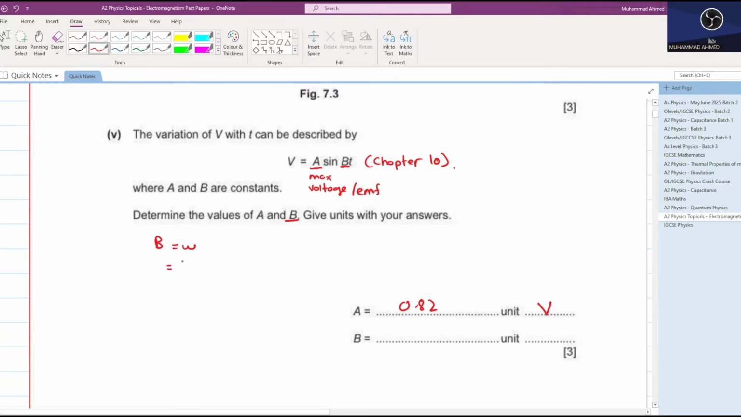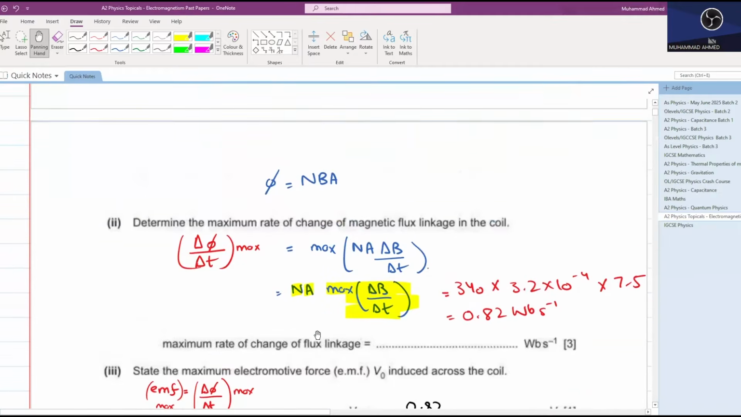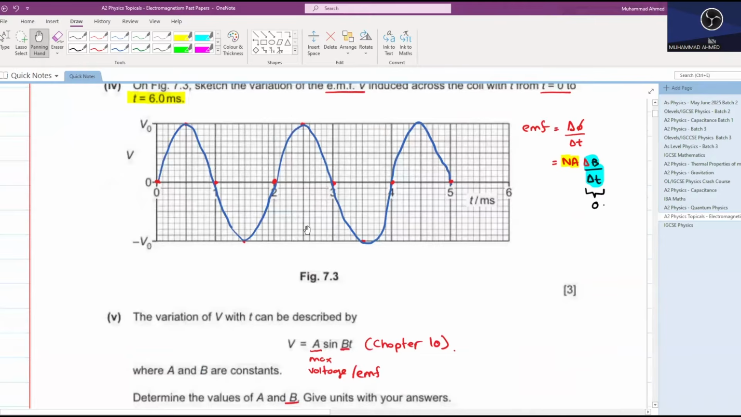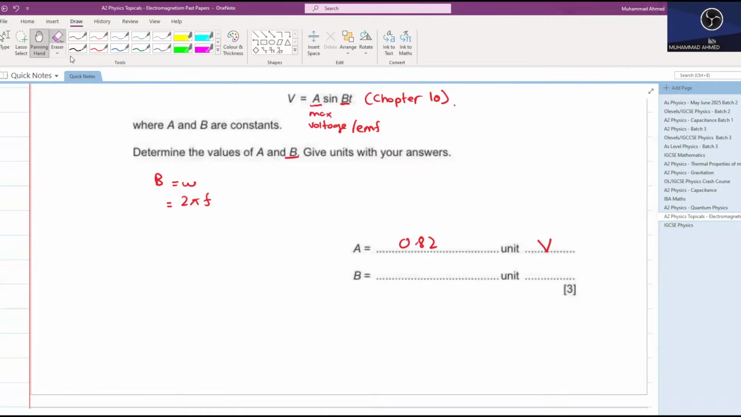How do we calculate omega? 2 pi f. Do we have the frequency here? Let's check. No, we don't have the frequency. But instead, we have one more thing. Can you see this entire wave is getting completed in how many seconds? 2 milliseconds. So I can employ another formula for omega. I can say omega equals 2 pi over T. B equals what? 2 pi over the time period, that is 2 times 10 raised to the power of minus 3.